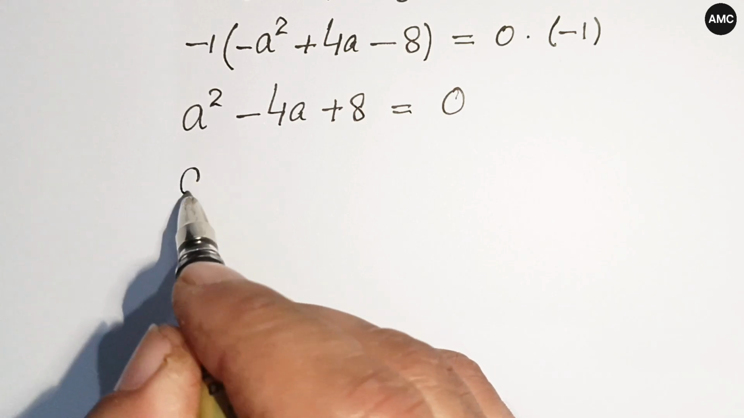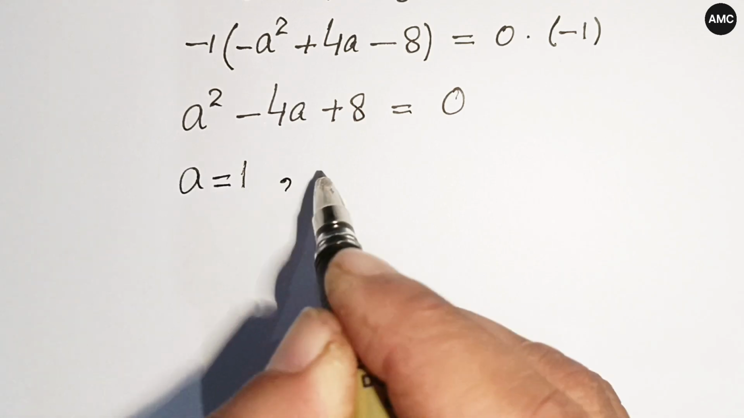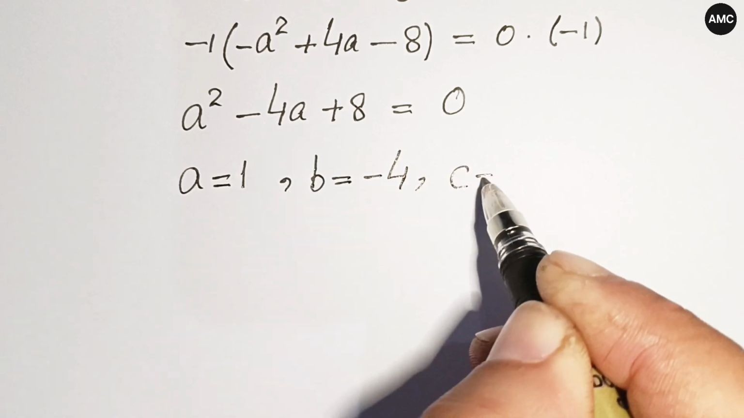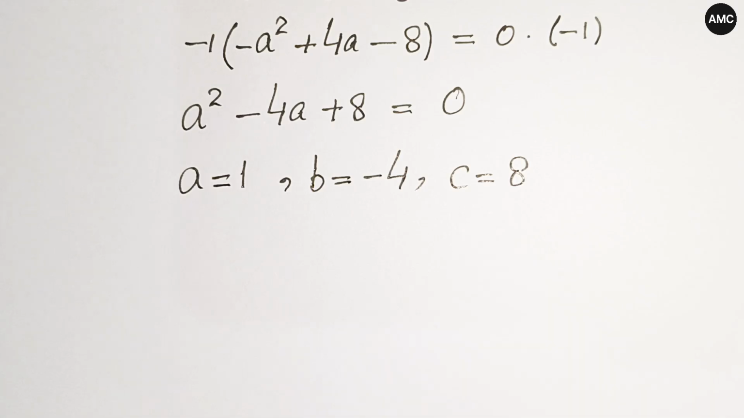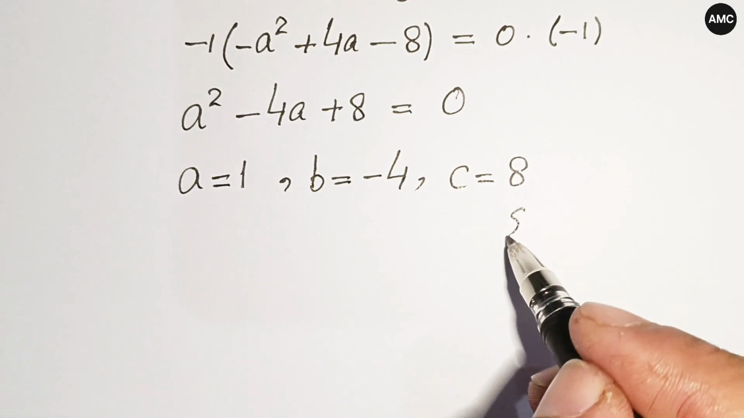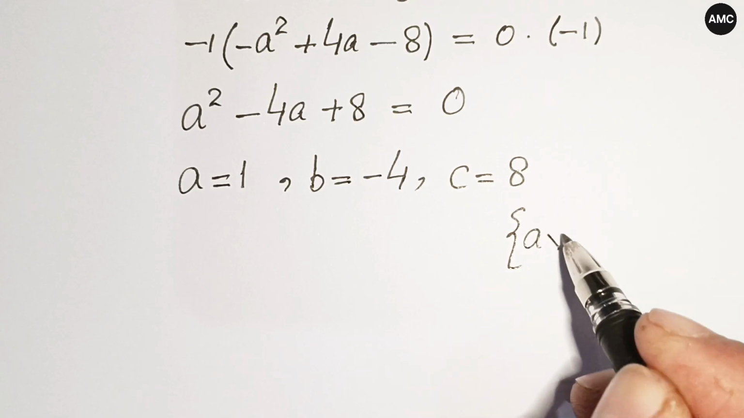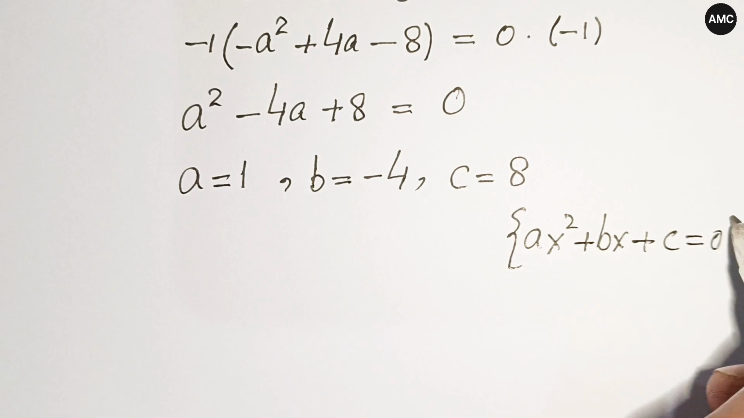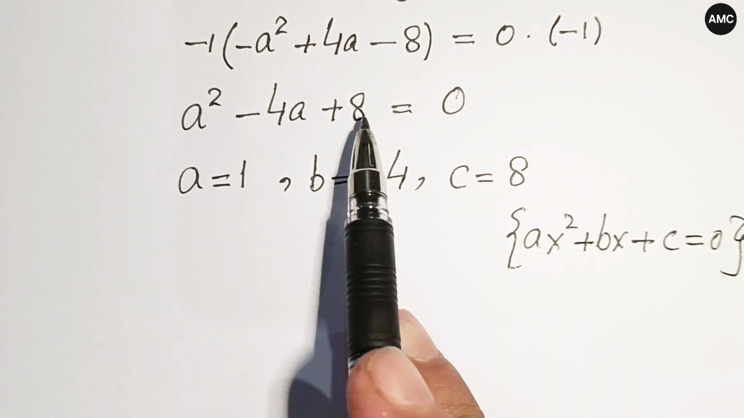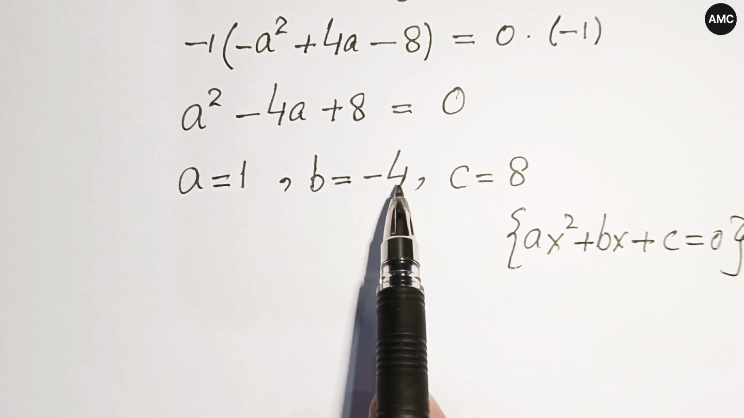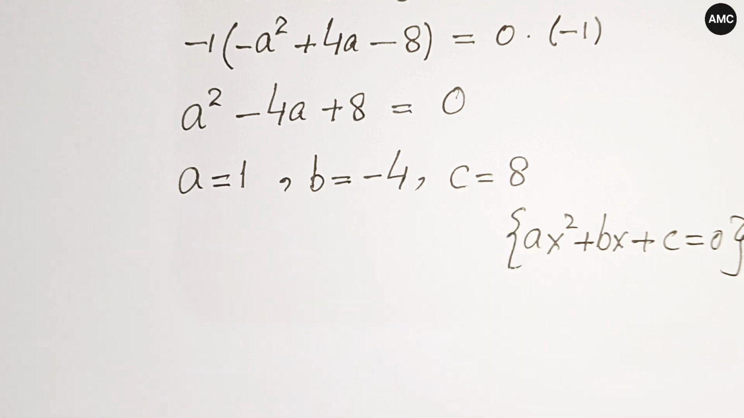So here we have a is equal to 1, b is equal to minus 4, and c is equal to 8. I hope you are familiar with the general form of a quadratic equation, which is x squared plus b times x plus c is equal to 0. So if we compare this equation with this general form, we get a is equal to 1, b is equal to minus 4, and c is equal to 8.